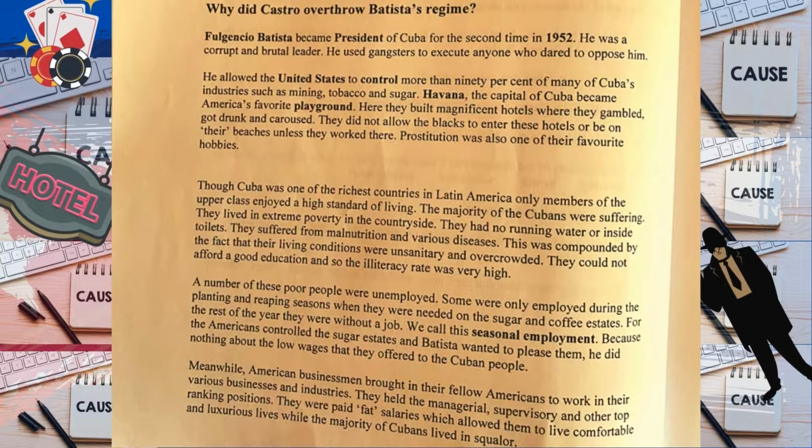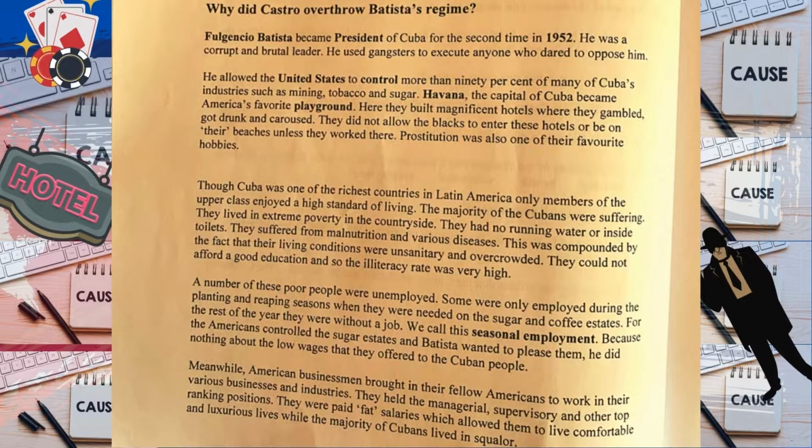Here they built magnificent hotels where they gambled and got drunk. They did not allow blacks to enter their hotels or be on their beaches unless they worked there. Prostitution was also one of their favorite hobbies. The mob was said to be one of those groups that would have had casinos, hotels, and all other sorts of businesses in Cuba.